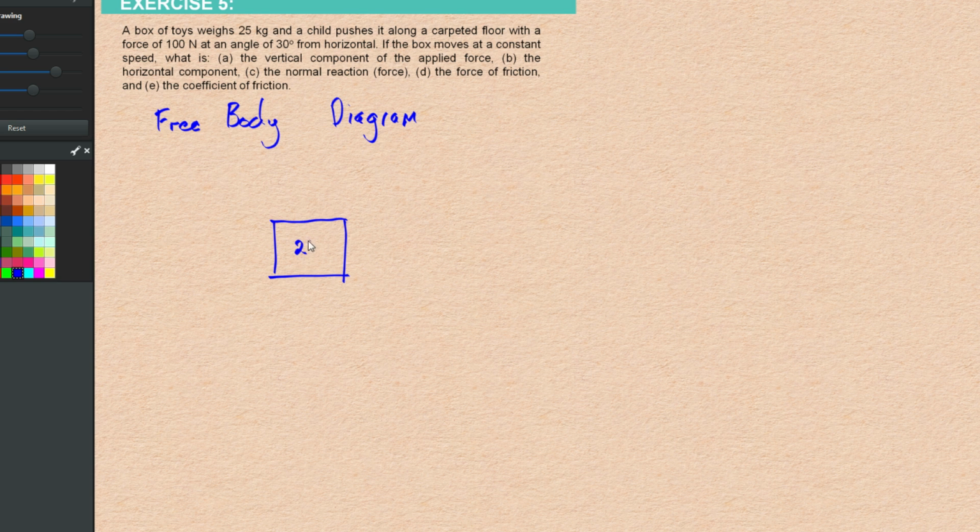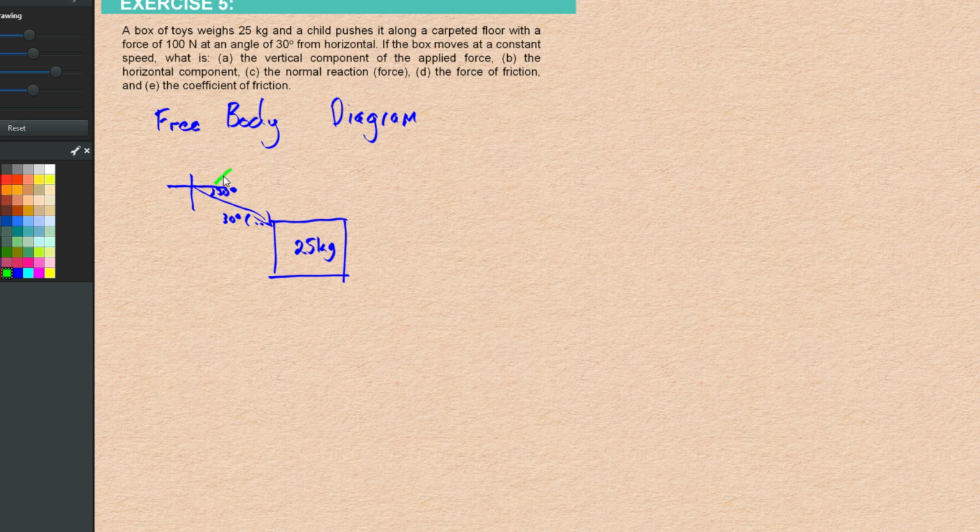And we know this box of toys is 25 kilograms. Now, they're pushing it along the carpeted floor with a force of 100 newtons. There'll be an applied force, so we're going to call it FA, and it's at an angle of 30 degrees from the horizontal. As I said, it's going to come in this way and intersect with the center of the mass. 30 degrees from the horizontal, so we can either draw a horizontal here, say that's 30 in there, or if we drew the horizontal in here, it would also be 30 from there.